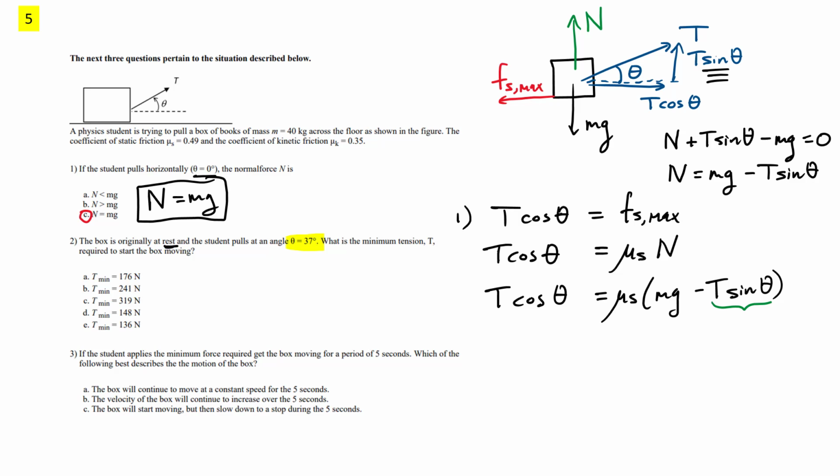You have to bring that on the other side and then isolate. So that's what I'm going to do. I'm going to call this t. This is going to be cosine of the angle theta. Now it's negative on the right-hand side. When you bring it on the other side, it becomes positive. And this is going to be mu s cosine of the angle theta. And that here equals mu s multiplied by mg.